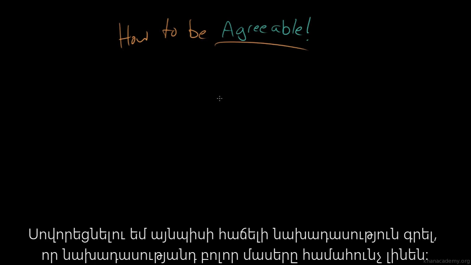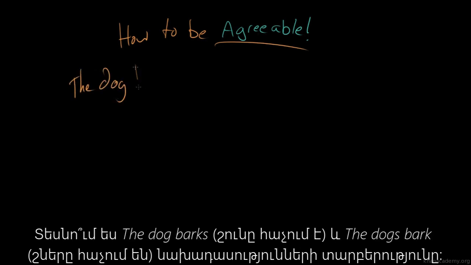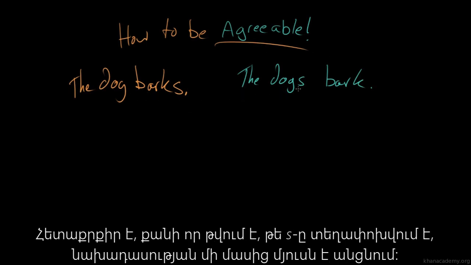So I'm going to teach you how to be agreeable and make it so that all of your sentences get along really well. Let me give you an example. The dog barks as opposed to the dogs bark. Do you see the difference? It's funny because the S seems to migrate, seems to move from one part of the sentence to the other.